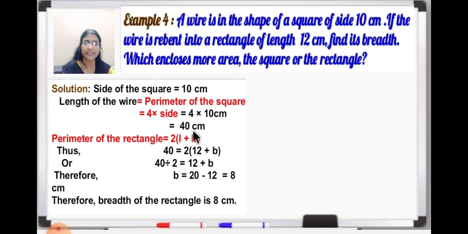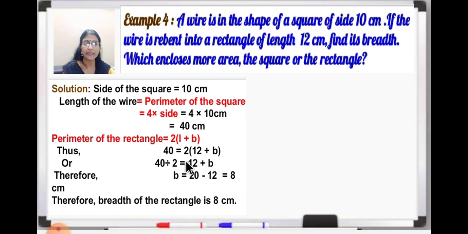And then you can see the same wire is rebent into a rectangle of length 12 cm. So again we'll write perimeter of the rectangle, which is equal to twice length plus breadth. And here you can see we got the perimeter of the square. So perimeter of the rectangle also will be the same, because we have used the same length of wire to form a rectangle. So here in place of perimeter of the rectangle, what we'll write? We'll write 40. That is equal to twice, and here in bracket length is given in the question, which is 12 cm. So 12 plus breadth.